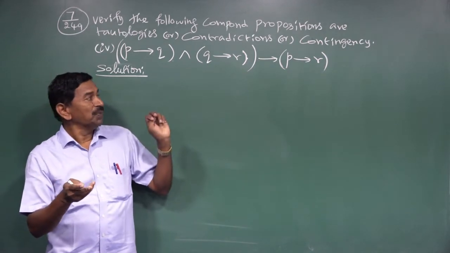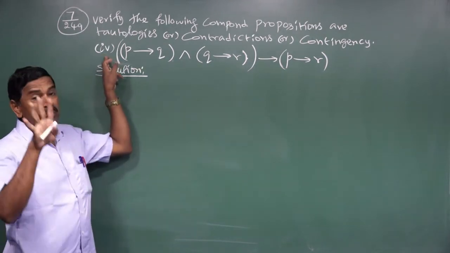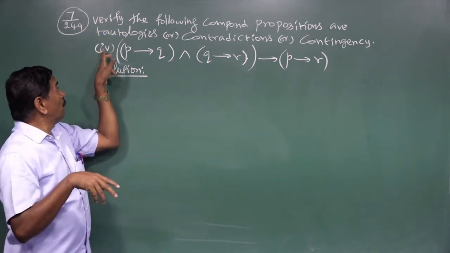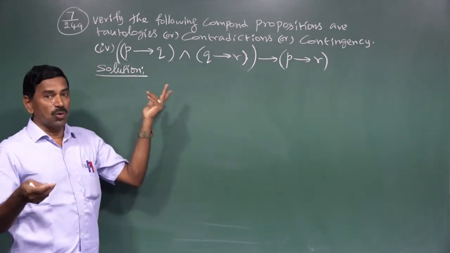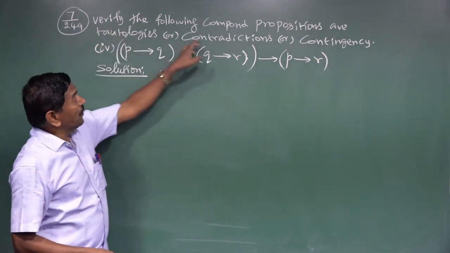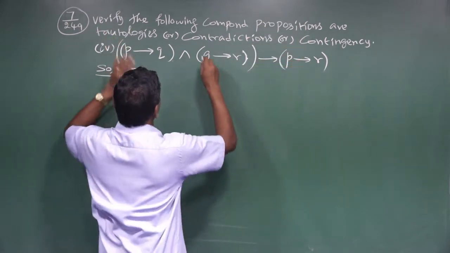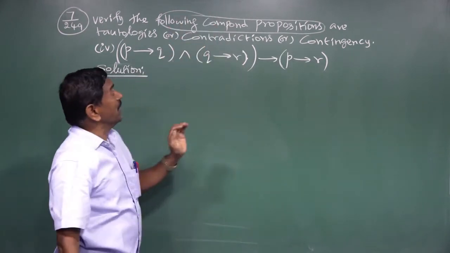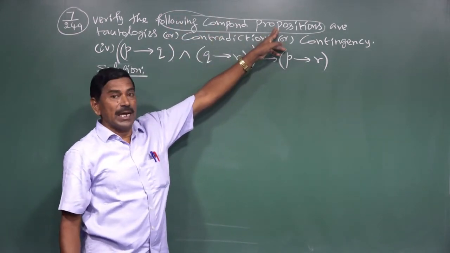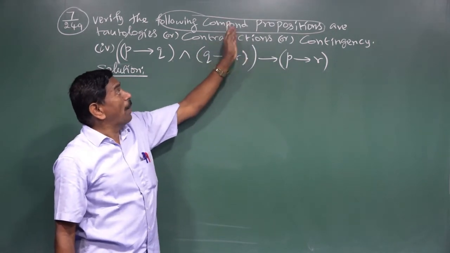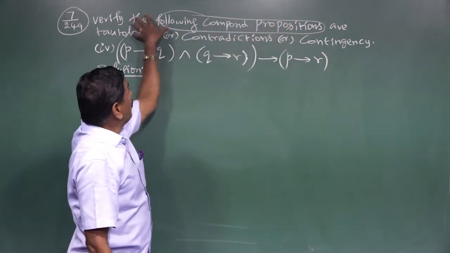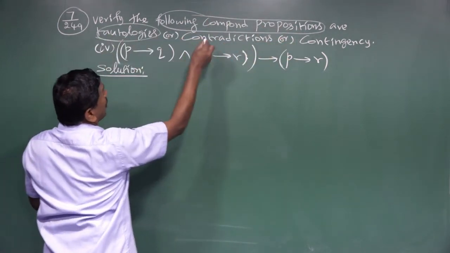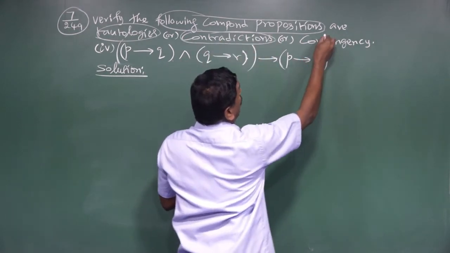Now, in the 7th question, there are totally 4 subdivisions. I am doing the 4th subdivision, and the remaining 3 are left for you as homework. That's the idea. Now listen to the topic. Verify the following compound propositions, which means compound statements. Verify whether the following compound statements are tautologies, contradictions or contingencies.